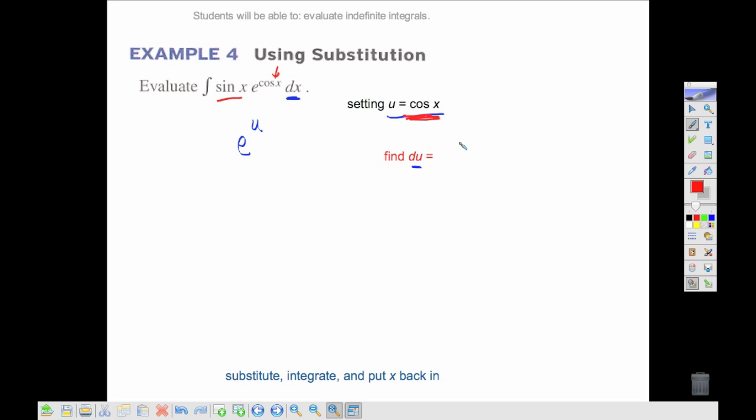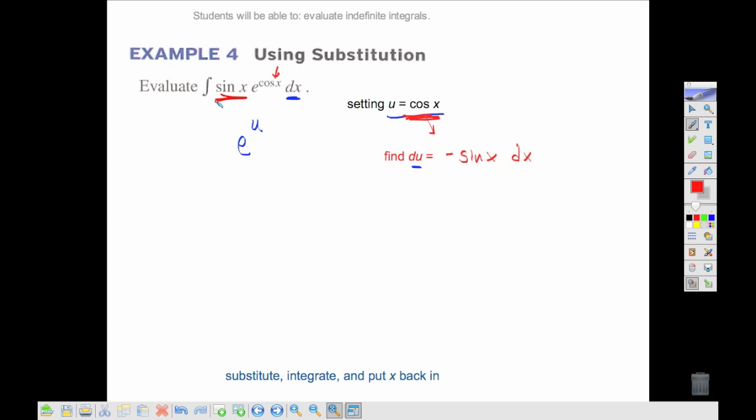Notice we still have the sine of x and this dx here. If I take the derivative of what I substituted for x, that's going to give me a negative sine of x. We're also going to tag on the end a dx, because that tells us which variable we're taking the derivative with respect to. So du is actually equal to negative sine of x dx.